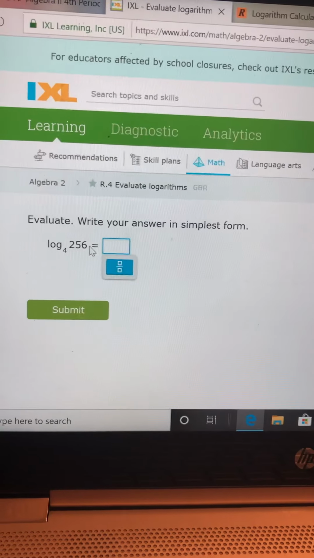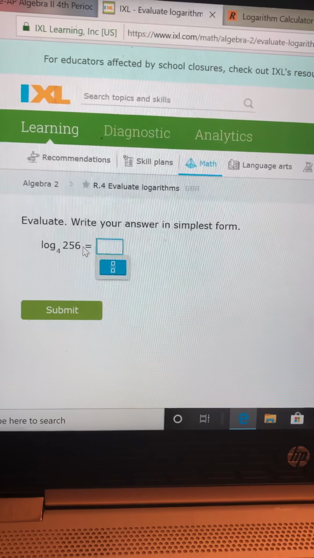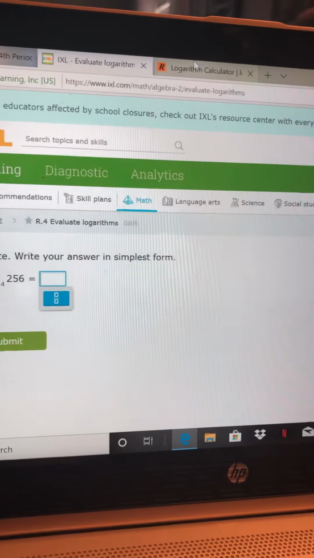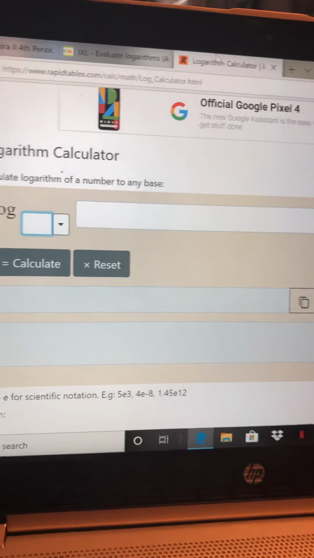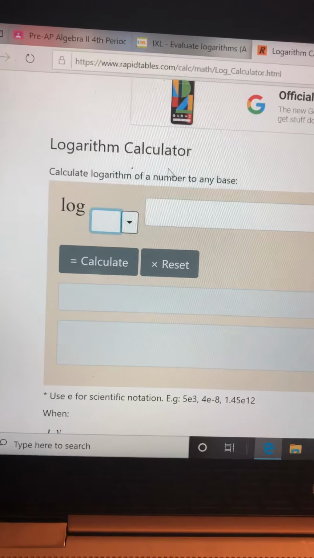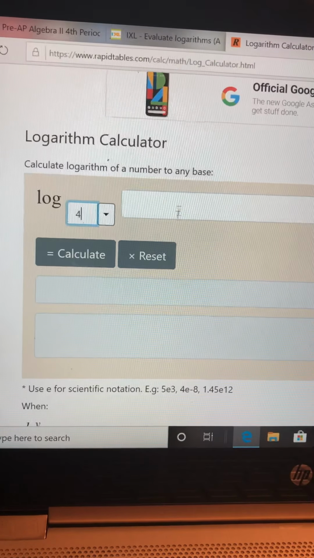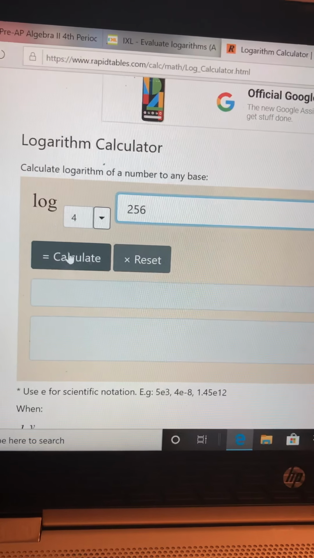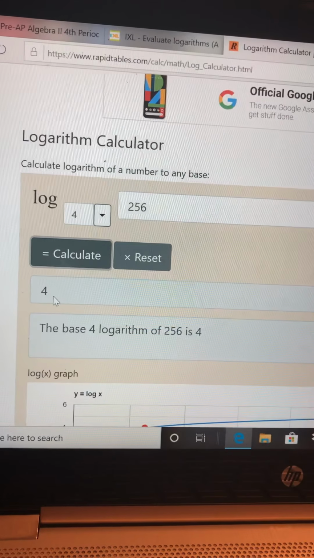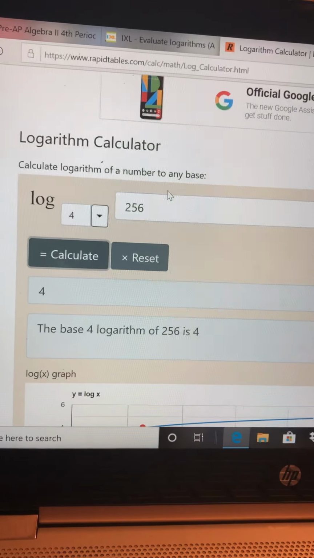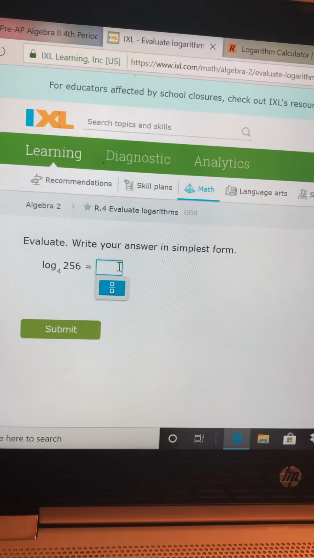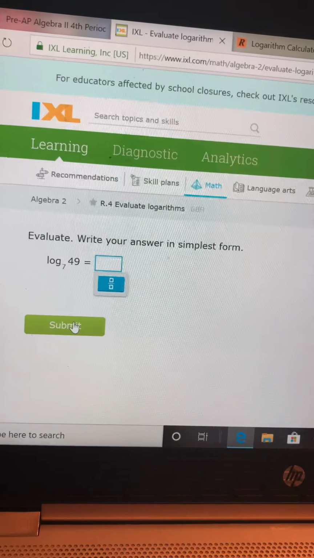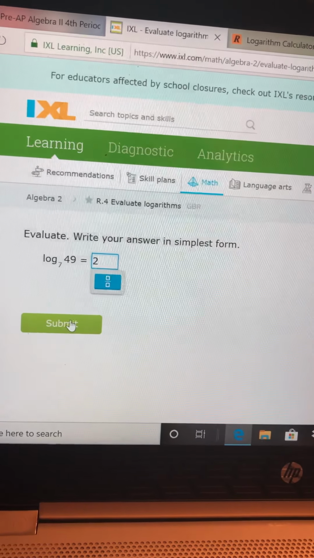I can't bring up that Calculate 84 thing on my phone because I'm using my phone to film this. So I Googled and found a logarithm calculator. I just literally typed in logarithm calculator and it took me to this. So I'm going to type this one in here and see what it is. This one is 4. So that means 4 to the 4th power is 256. So 4 goes here. 7 squared is 49.